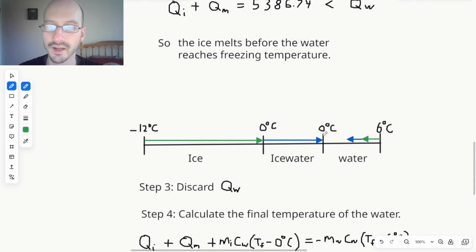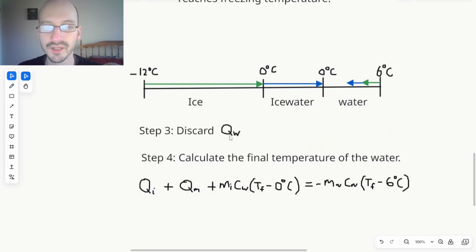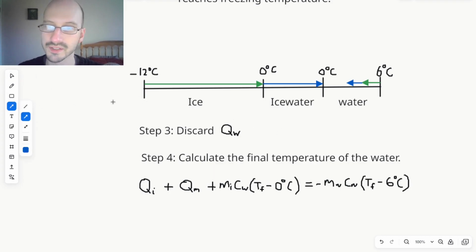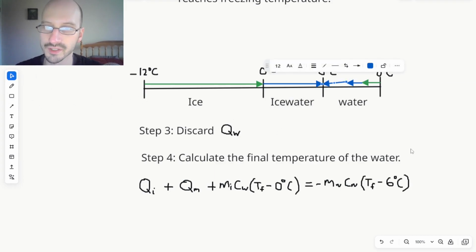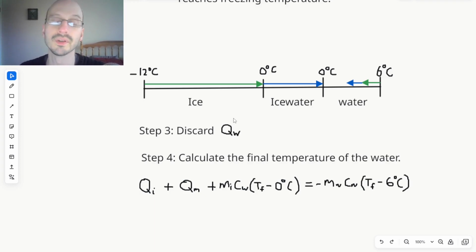So here's the diagram for that. Here's the diagram of what we have so far. Step 3, we discard Q water because we know the water is not going to reach all the way to freezing temperature. So that number was only used for comparisons. We have compared it completely. We don't need it anymore. So now we can put together the final equation with step 4 to calculate the final temperature of the water.